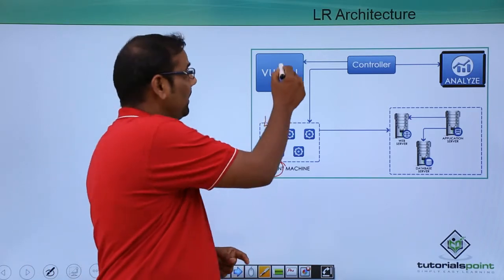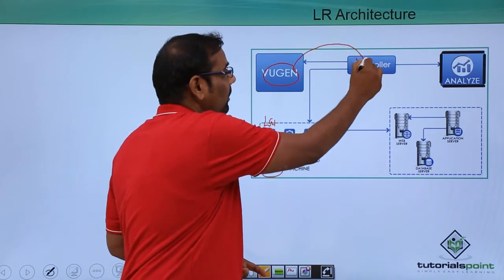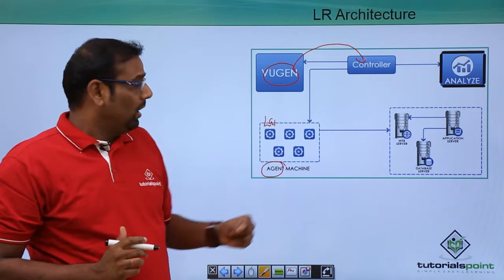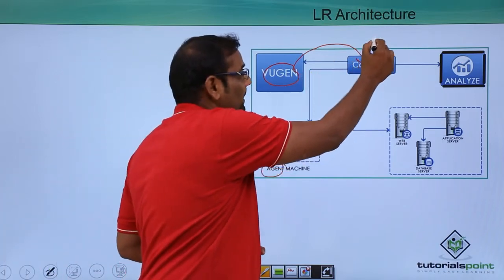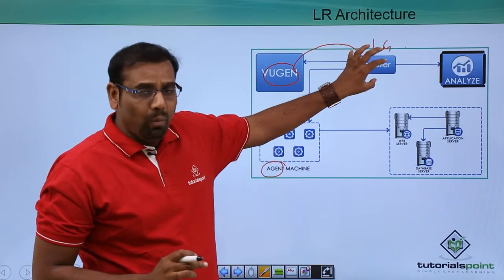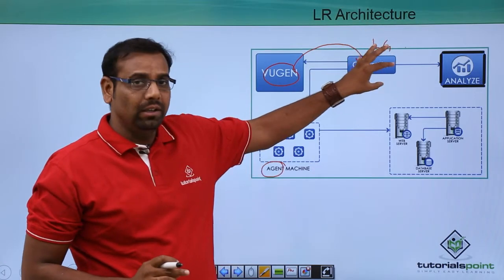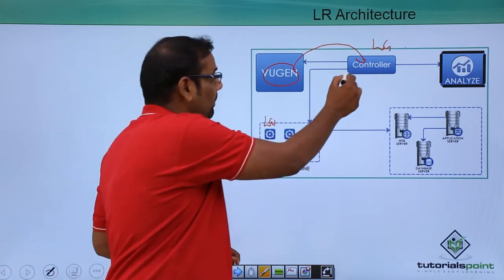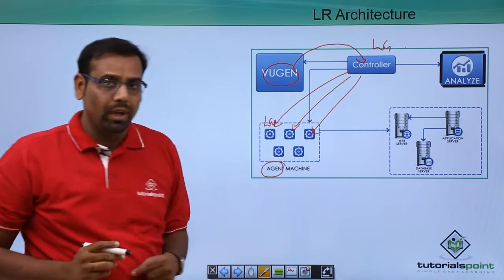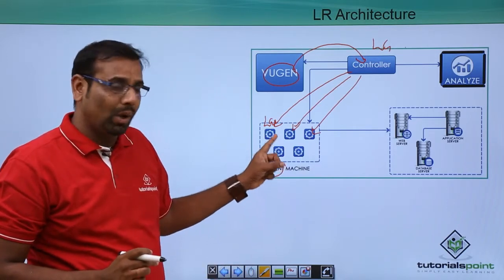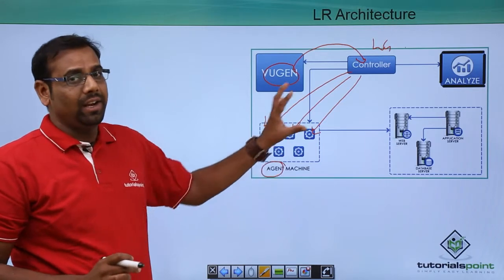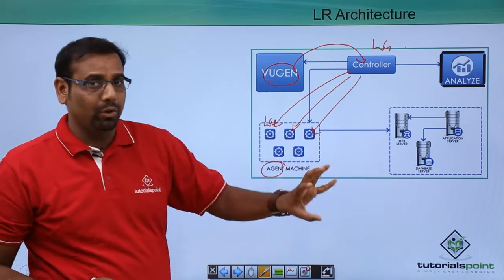Once you create the scripts in VUGen, all the scripts go into the controller. And in the controller, we have these LGs which need to be configured. Once you click on the run button in the controller, those scripts will be downloaded onto these LGs depending upon your configuration. Let's say script 1 is assigned to LG1, script 2 to LG2, and script 3 to LG3, and so on. Let's assume that's what you have configured.